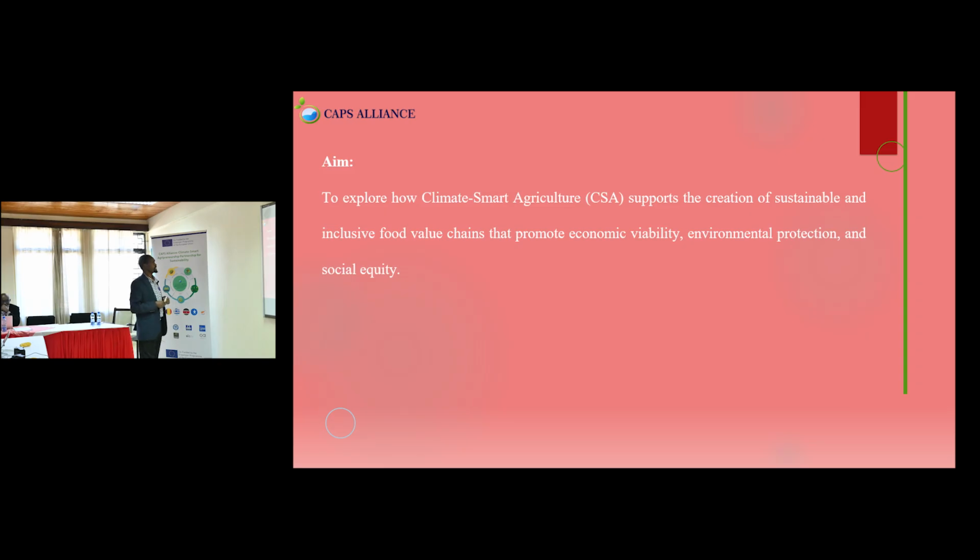Now here, the main aim is to explore climate smart agriculture. Of course, we know that inclusive food value chains promote economic viability. From what we have done, we understand that we have to improve the economic viability by converting something that was cheap into something that is expensive.